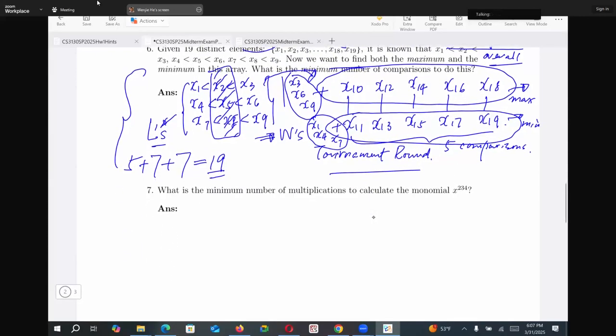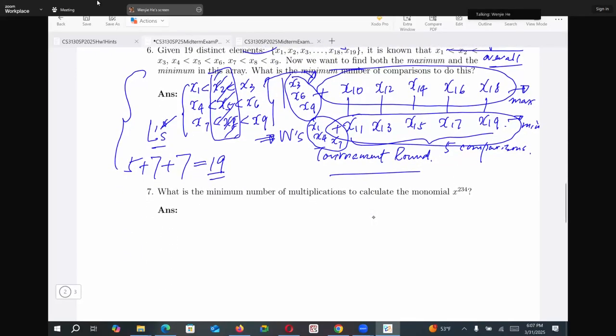Number 7. The biggest common mistake is that many students only use repeated squaring, and then their answer is one more than the best answer. The best answer is 10 multiplications, but you need to mix the square operation and the cube operation to get it. Quite a few students only use the square operation and do not use any cube operations.